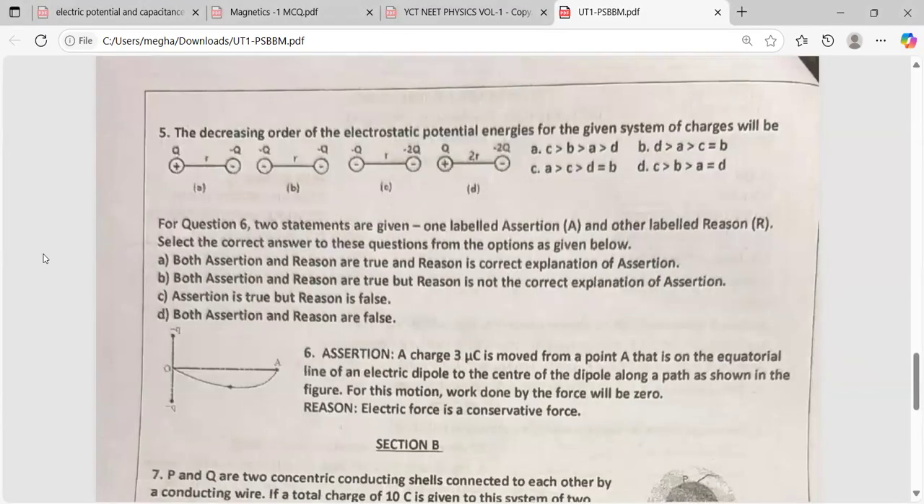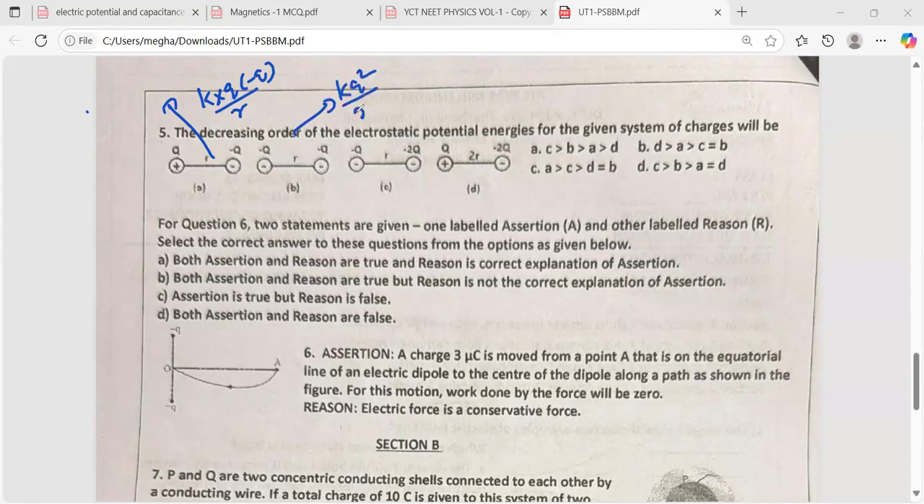Right. This is actually an MCQ, no? So this has been scanned in a different order. That's not a problem. Fifth question we'll see. The decreasing order of the electrostatic potential. So the first one, what is electrostatic potential? KQ into minus Q divided by R. Second one, KQ square divided by R. Third one, K into 2Q square divided by R.